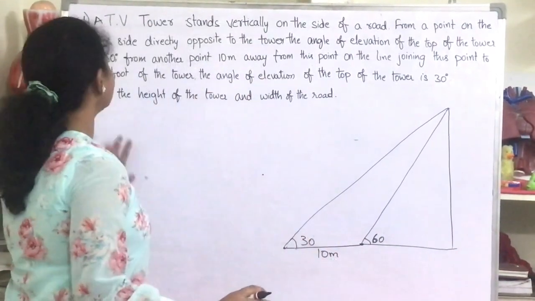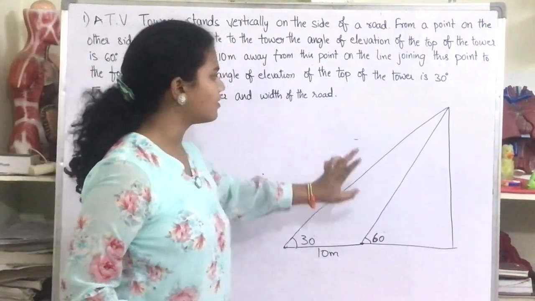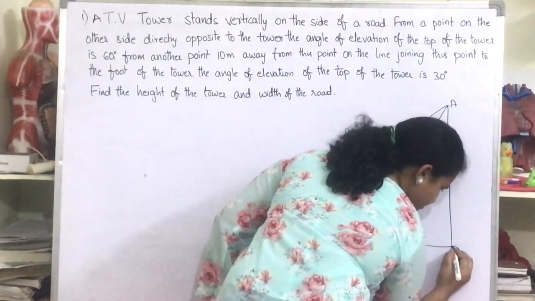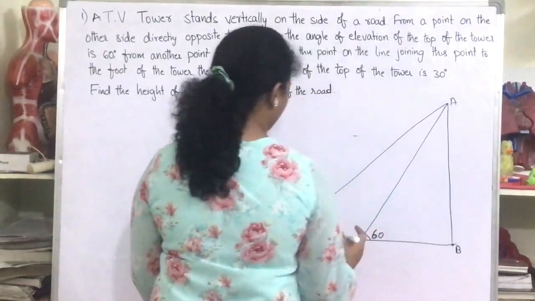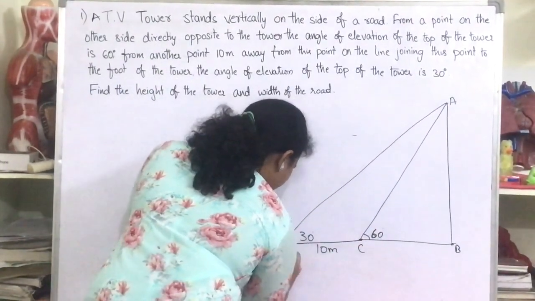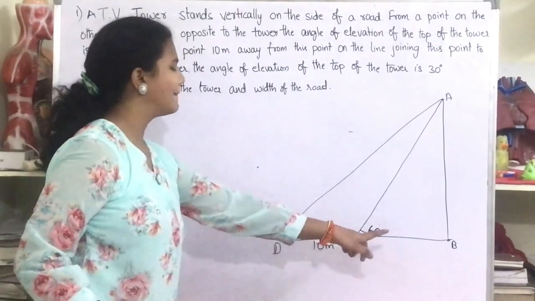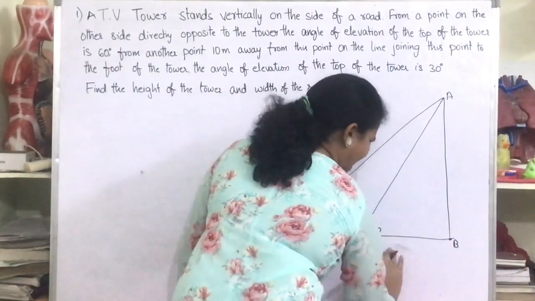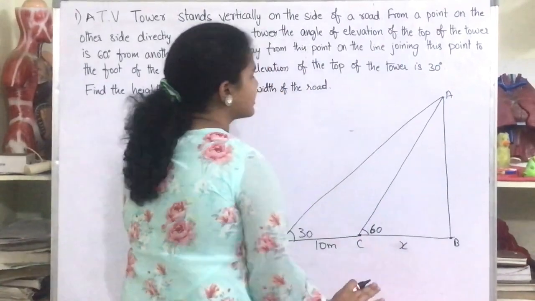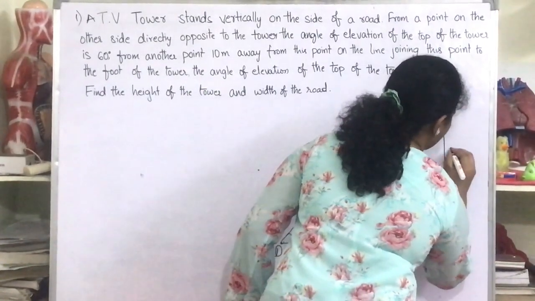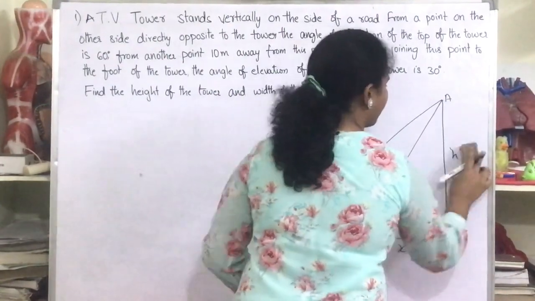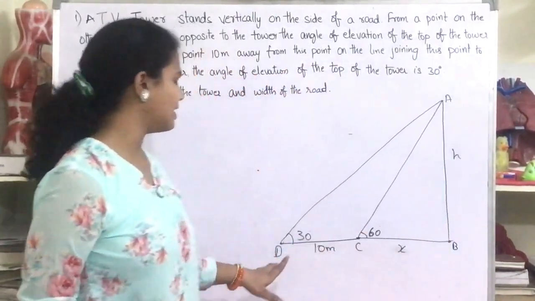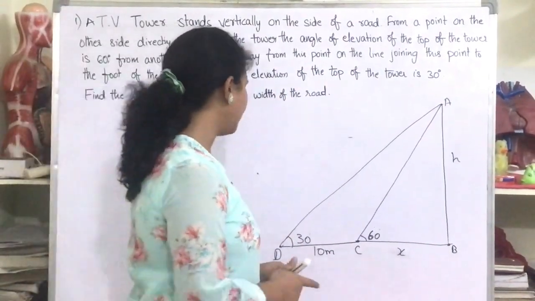Now the question is, find the height of the tower and the width of the road. Now let me mark AB as the tower, and C and D, where CD equals 10 meters, let BC be x. As we haven't any value for BC, we can consider this as x. And now let AB be the height of the tower. Let's denote the height of the tower with a variable called h, where AB equals h and BC equals x and CD equals 10 meters.